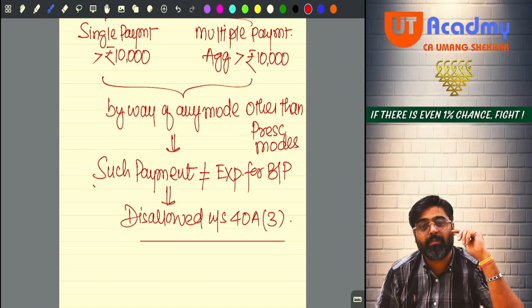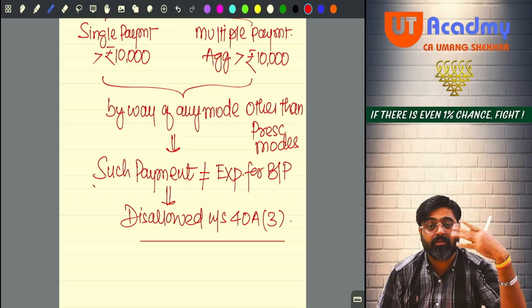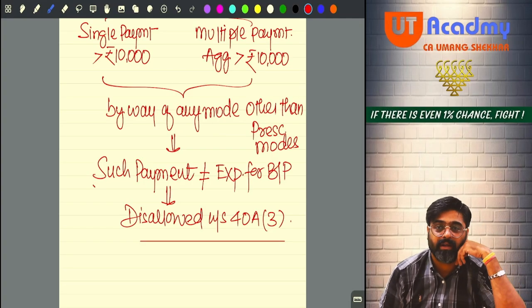And what if prescribed mode is not followed? You are making that payment which is more than 10,000 other than prescribed modes. Then this disallowance will be attracted.